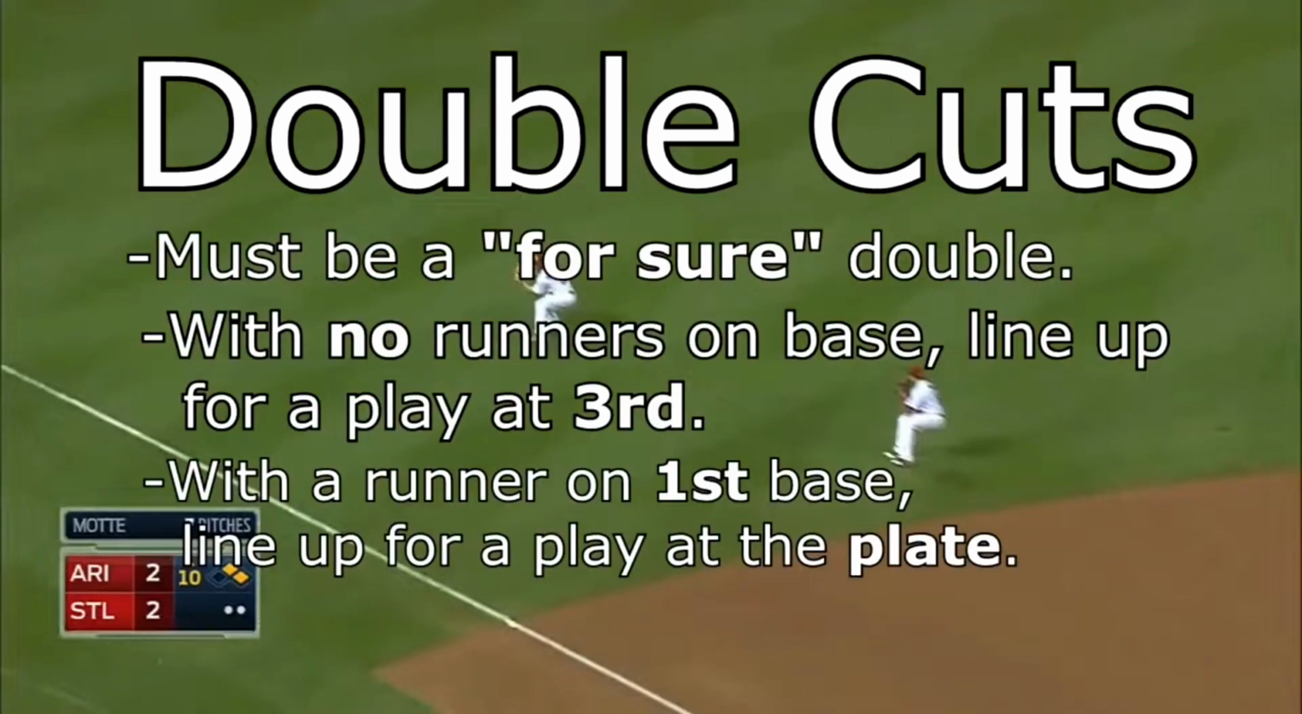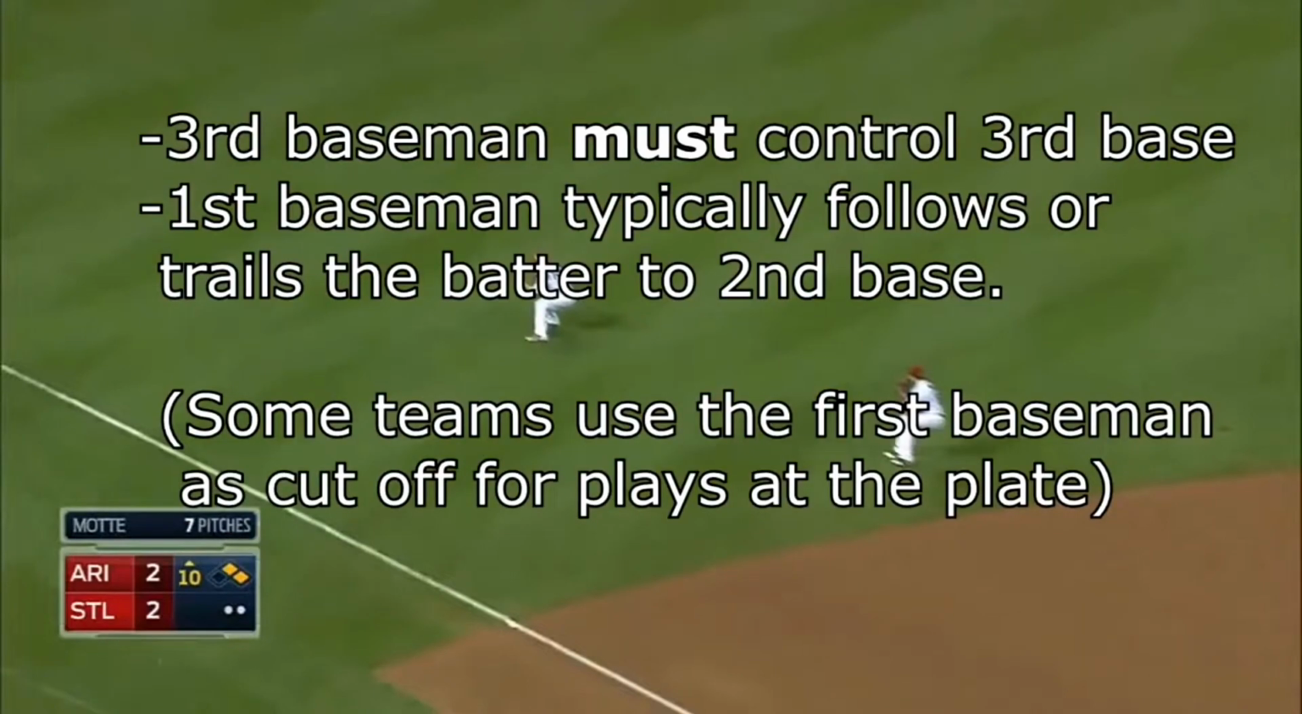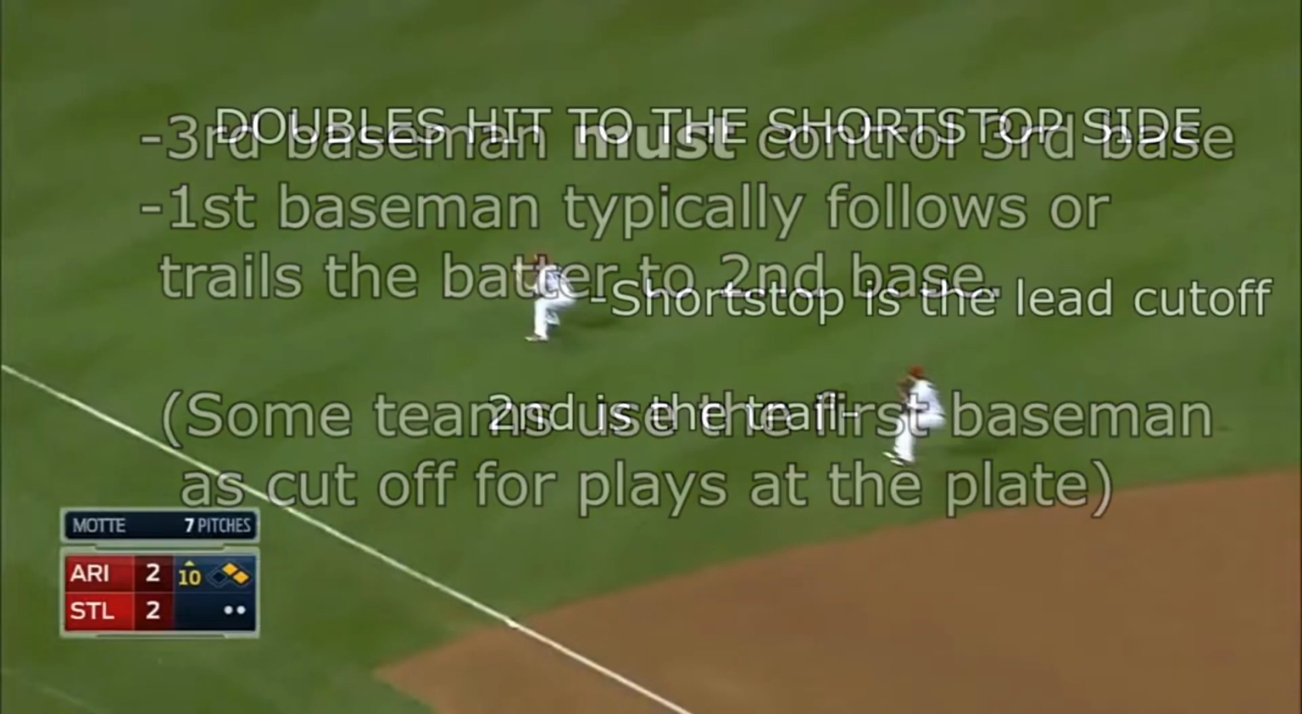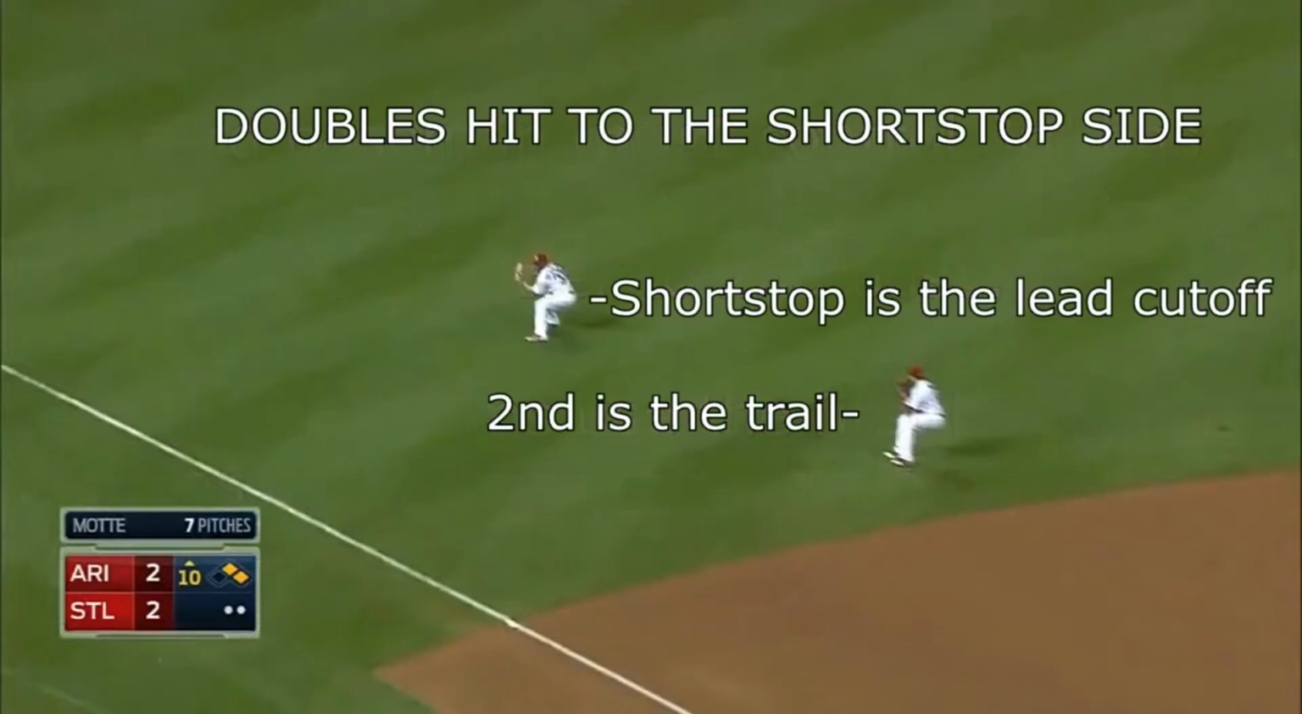The basics of running a double cut are you only run it when it's a for sure double. If there were no runners on base, then the relay is going to third base. If there was a runner on first, then you line the relay up for a play at the plate. The third baseman must control third base, and the first baseman typically trails the batter into second base. On doubles hit to the left side or the shortstop side of the field, the shortstop will go out and be the lead cutoff, and the second baseman will run over and be the trailer.